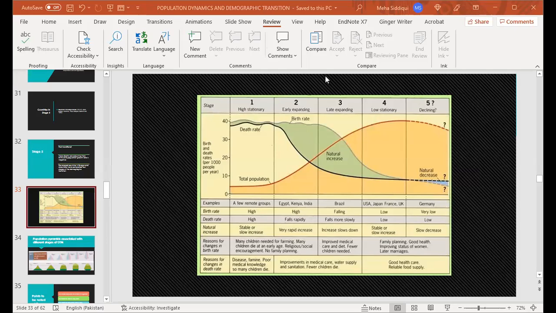I hope all the questions have been addressed here. So thank you very much, everyone. Right. So Pakistan and India both are in stage 3. Thank you very much, Dr. Khansa. You are very much right. And thank you, Dr. Mavish, for asking these questions.